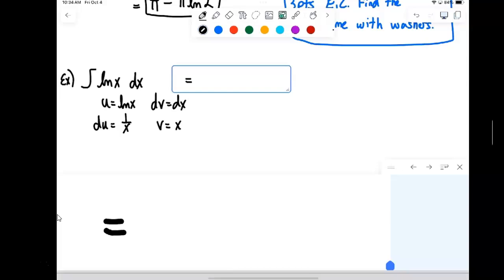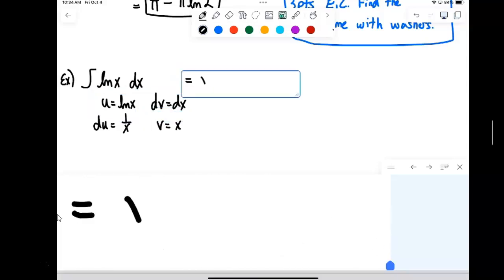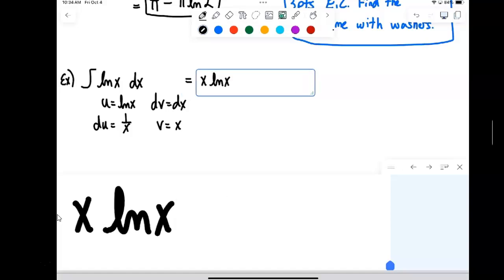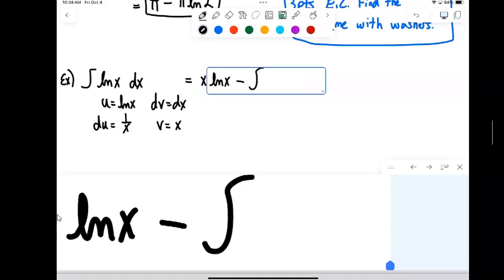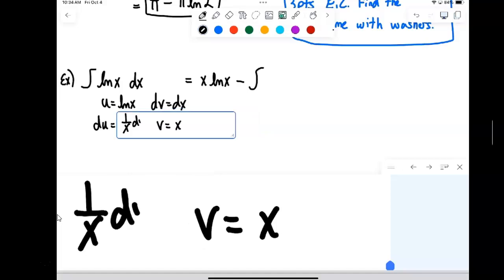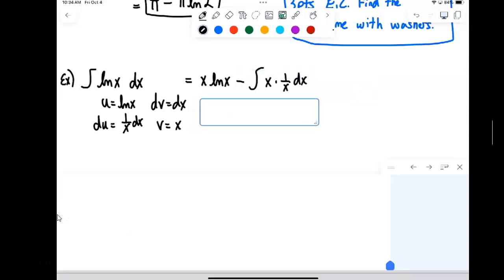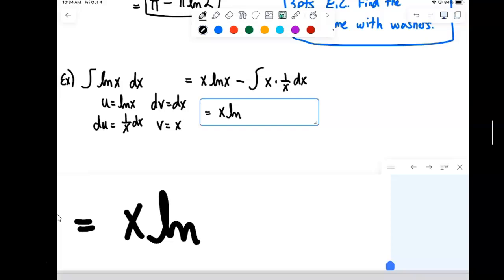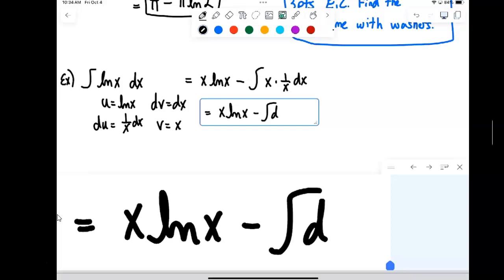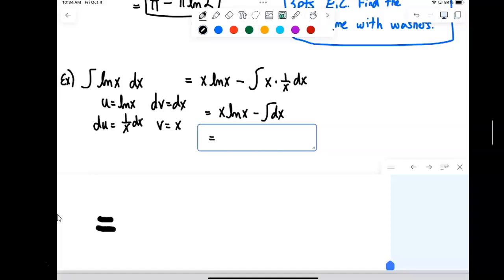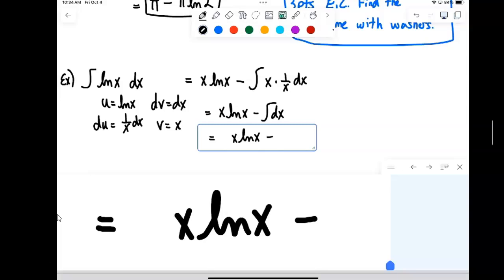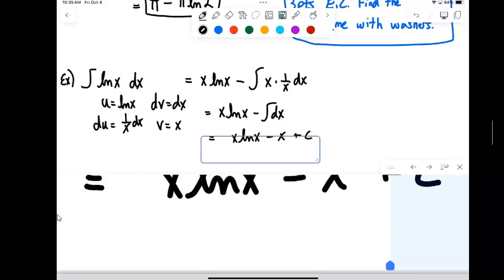So the process is, once we have it set up, it's uv, so x ln of x, minus the integral of v du. So x times 1 over x dx. But x times 1 over x is just 1. So we get x ln of x minus the integral of dx, which will give us x ln of x minus x, and of course, plus the constant of integration.